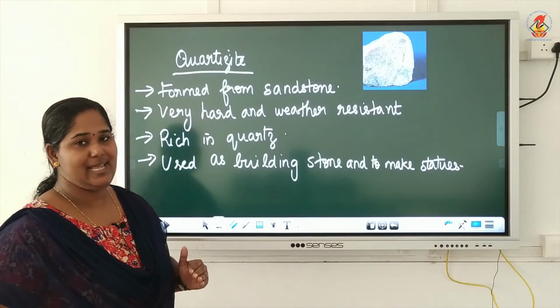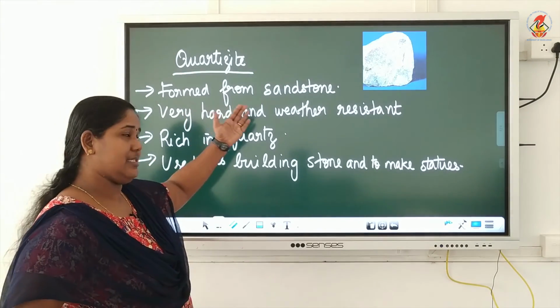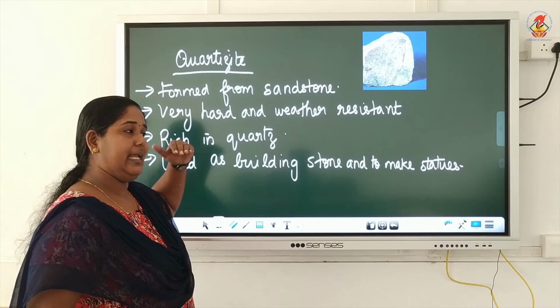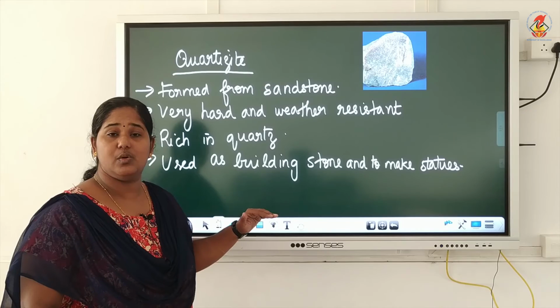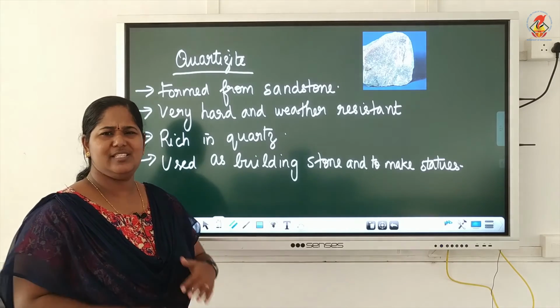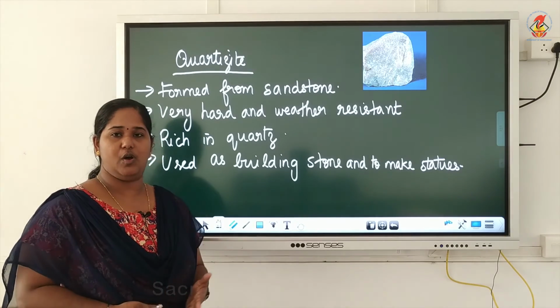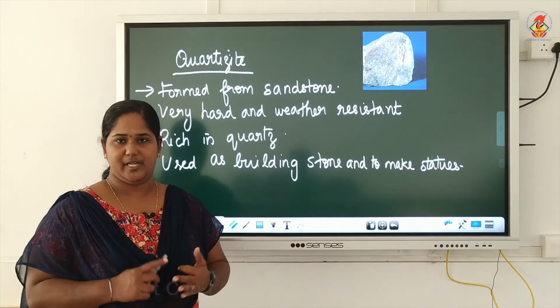Okay. So, quartzite is a metamorphic rock formed from a sedimentary rock, sandstone. It contains quartz grains. It is hard and weather resistant. It is used as a building stone and to make statues. So, these are the different types of rocks. So, we learned about igneous rocks, sedimentary rocks and metamorphic rocks.